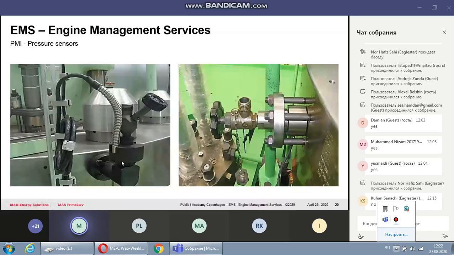Sorry, this is not the indicator cock. That's the indicator cock. So here we have fitted the sensor inside here. Can you see this little broad thing? Through the indicator cock we have fixed it. And of course, here we have fitted it separately. My mistake.